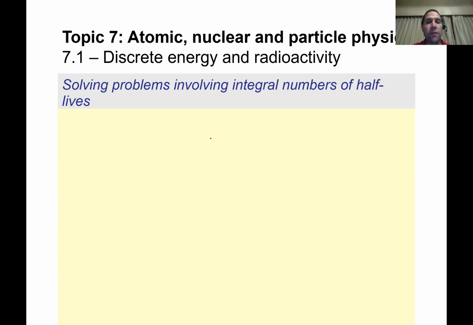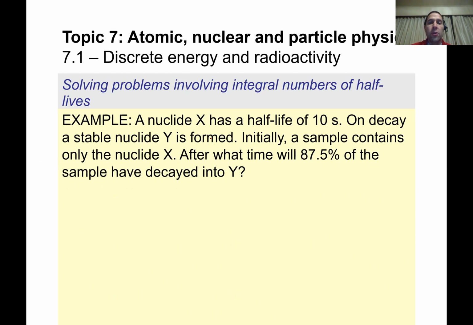Okay, a few sample problems to finish this out. Here's one. A nuclide X has a half-life of 10 seconds. On decay, a stable nuclide Y is formed. Initially, a sample contains only the nuclide X. After what time will 87.5% of the sample have decayed into Y? Again, pause this video, try and work it on your own.